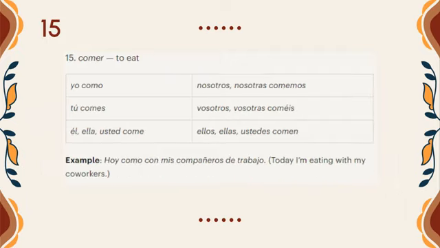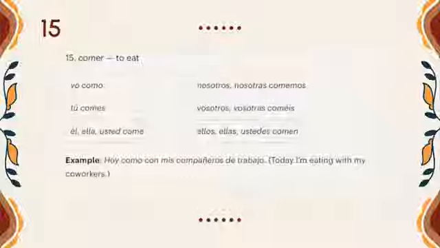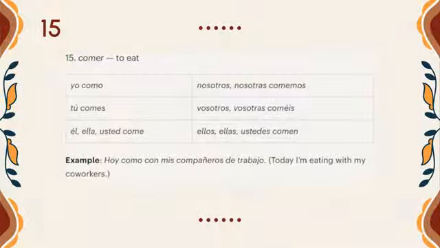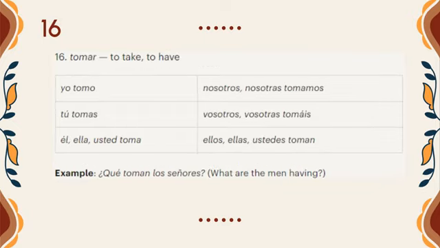So, comer, very simple, to eat. You probably already knew that. The example they give is very basic. "Hoy como con mis compañeros de trabajo." Today I'm eating with my coworkers. It can be confusing when you're hearing people speak that como, como. There's like 3 different comos in Spanish, all with different accents. So you have to be listening very closely to context here.